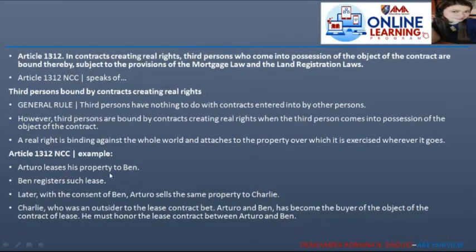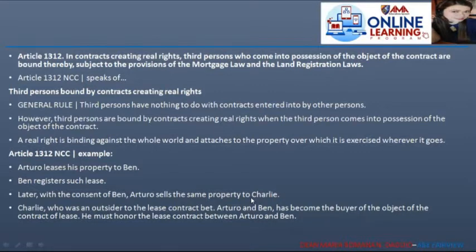Arturo leases his property to Ben. Okay? So ang lessor class si Arturo, ang lessee si Ben. Inupahan ni Ben yung property ni Arturo. So si Ben, ni-register niya, class yung lease contract. So later, no, after na ma-register, pero with consent ni Ben, benenta, class, ni Arturo yung property na yon kay Charlie. So Charlie here, class, is the third person na napasa kamay niya, nasa possession niya na yung object ng contract ni Arturo and Ben. Originally, class, no, as you can notice, wala naman sa eksena dito, no, si Charlie. Doon sa contract of lease ni Arturo and Ben. It's just between Arturo and Ben. Nagkaroon lang ng pakialam si Charlie kasi because of real rights.